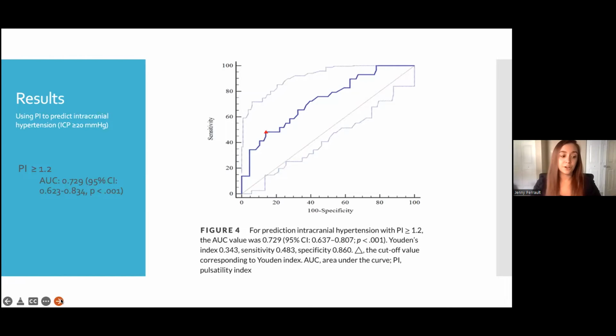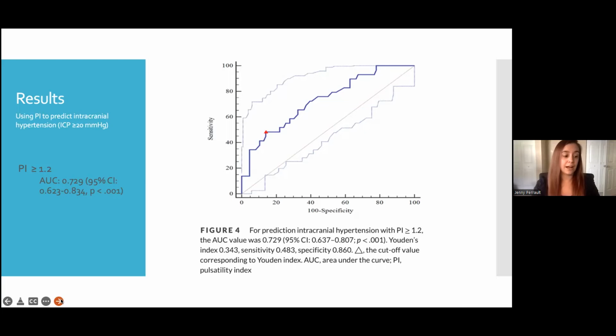The area under the curve tells us how good the model, in this case PI, is at predicting intracranial hypertension, which is when ICP is greater than or equal to 20. Here the area under the curve is 0.729, which is pretty close to 1. So that's a pretty good indicator that PI can predict intracranial hypertension.